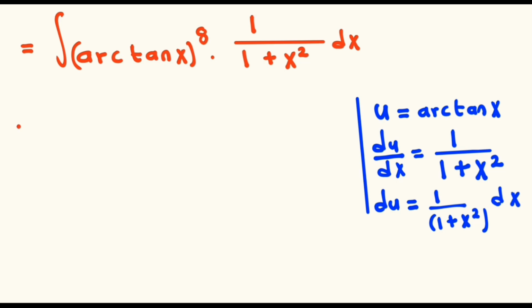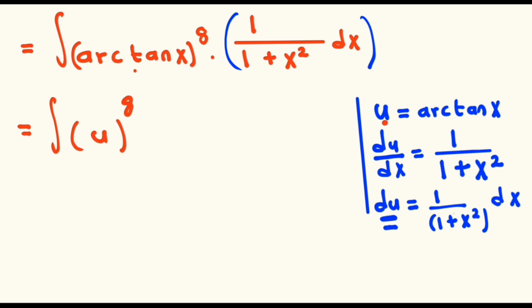and our integral in the form of u will be equal to the integral of, in the place of the arctan of x, we substitute the u, and the arctan of x is raised to the power 8, so even the u will be raised to the power 8. And in the place of 1 divided by 1 plus x squared dx, we will substitute the du, because the du is equal to 1 divided by 1 plus x squared multiplied by the dx.